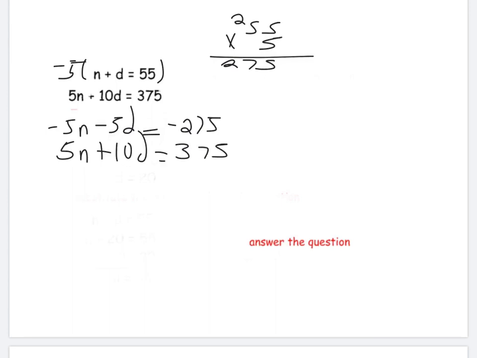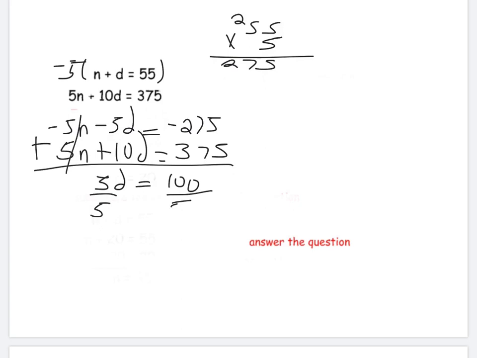So now I have my n's opposites, so I can go ahead and add these equations together. So the n's are opposites, they cancel each other out. Then -5d plus 10d gives me 5d, and then -275 plus 375 is 100. I need to then divide by 5. The 5's cancel, I'm left with d, and then 100 divided by 5 is 20. So I know that I have 20 dimes.